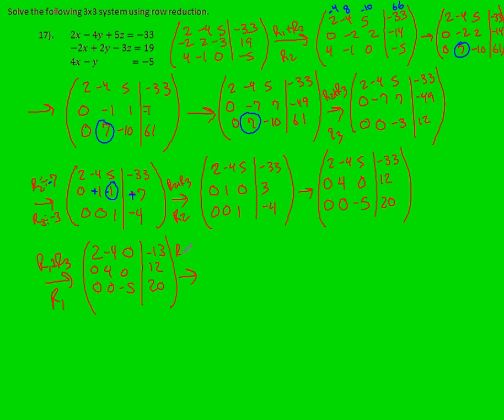Now I can add row 1 and row 2. Plug that into row 1 to finish us off. I'll now have 2, 0, 0, and negative 1. 0, 4, 0, and 12. 0, 0, negative 5, and 20.